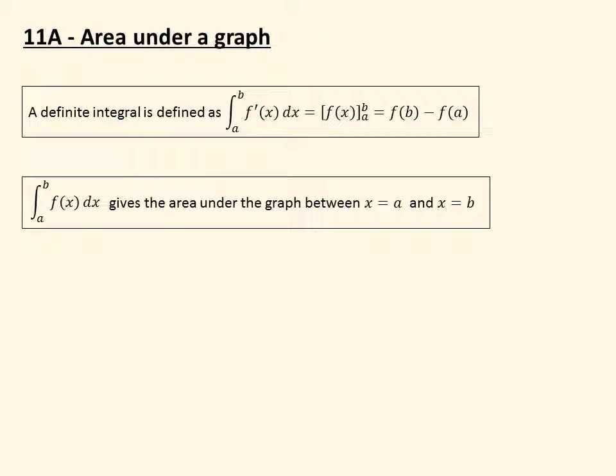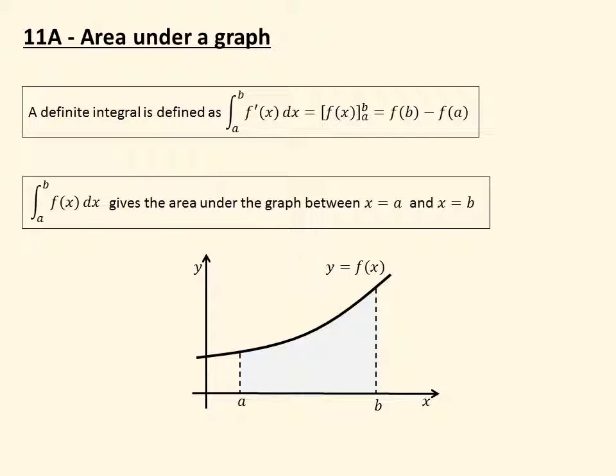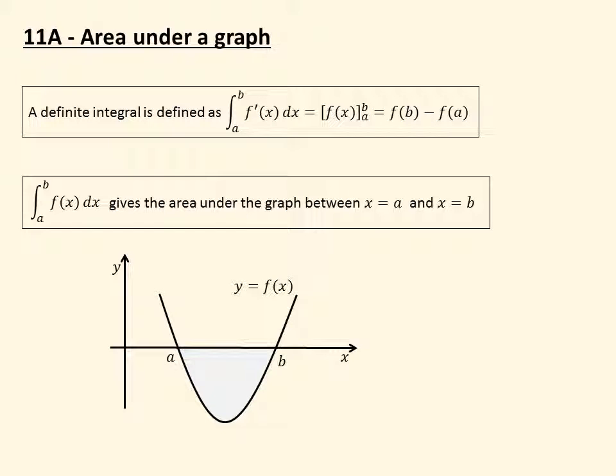A definite integral can be thought of as the area under a graph. So if I have a function f of x which goes from a to b, then the integral of f of x is this area under the graph. If the area happens to be underneath the x-axis, then that integral will have a negative number.